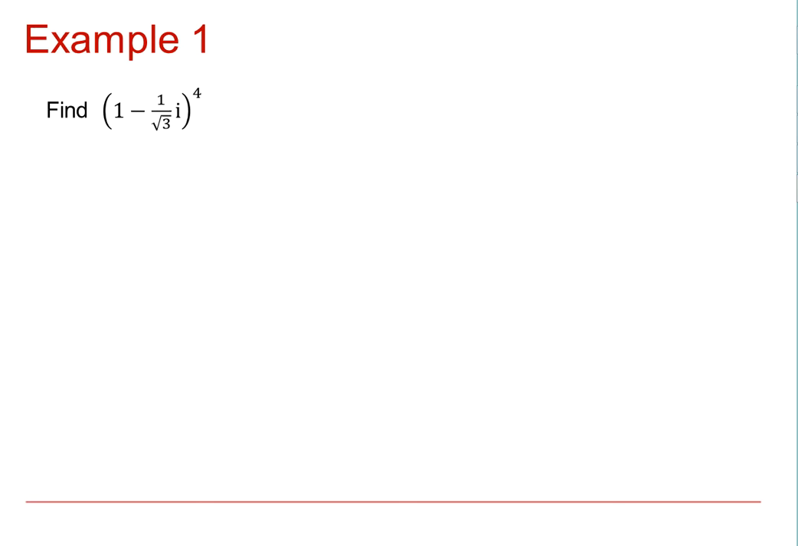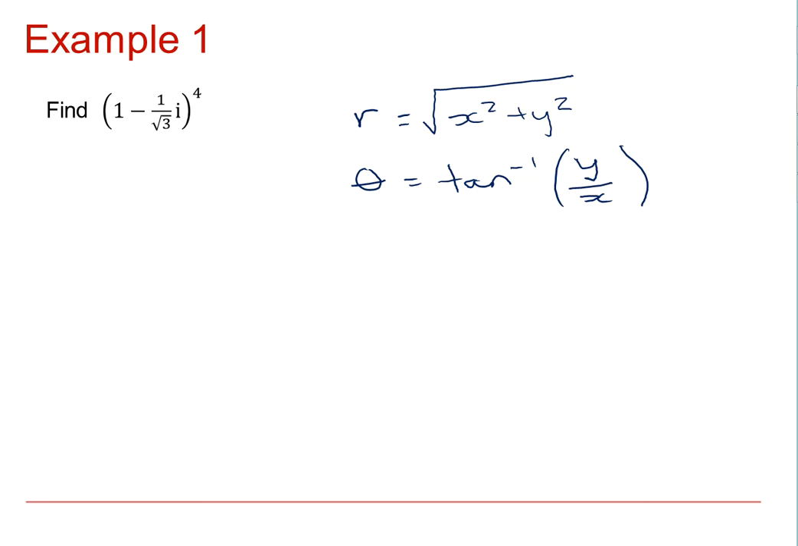In the previous video, we used the r cos theta plus i sine theta form for complex numbers. Here we have a number in the form x plus iy. We can find the modulus using modulus equals the square root of x squared plus y squared. And we could also find the argument as tan to the minus 1 of y over x. We'd need to check this was a principal argument by doing a sketch.